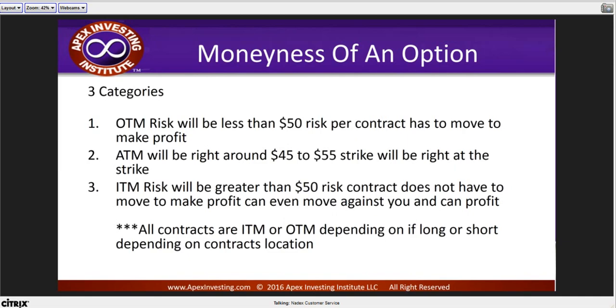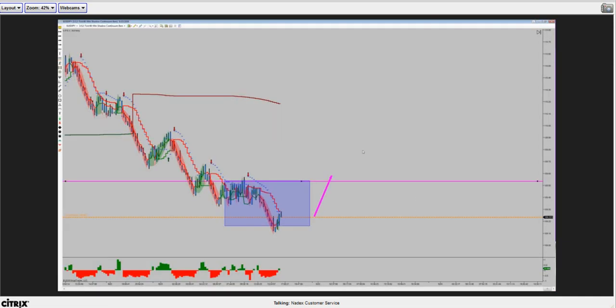Okay? An at-the-money contract is one that's right at the strike. Usually it will be priced between $45 and $55 with the bid-offer spread. So if, again, this pink line being my strike, if my strike was right there where the market was, then that's at the money. It doesn't really matter because remember, it can only be in the money or out of the money at expiration. But at the money just means that the market is right where the strike is. So if the strike in this case was 109.23 and the market's at 109.23, then it's at the money. And it'll be priced, like I said, right around 45 to $55. Sometimes a little higher, sometimes a little lower, but pretty close.